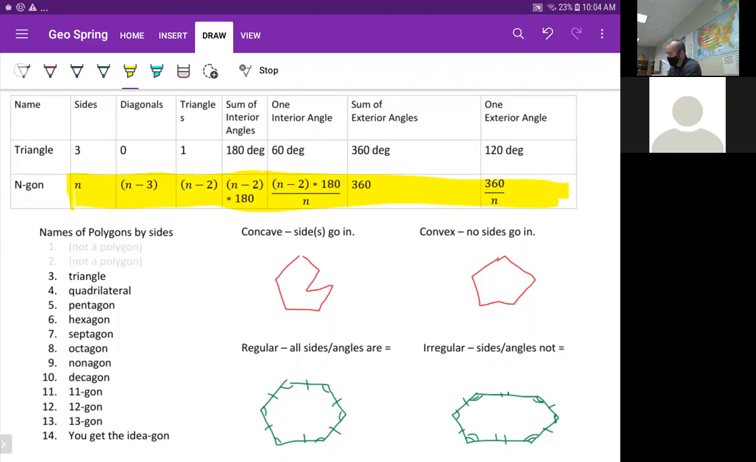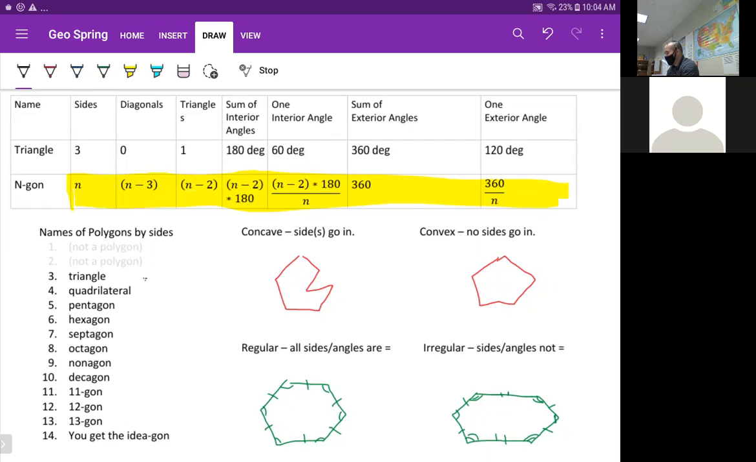You have this list of the polygons. Poly means multiple, so polygons have multiple sides. If you have one side, that's just a line. If you have two sides, that's an angle. Once you get to three, you can start making shapes. These are the names of the different polygons. Once you get past 10, there are names for those shapes, but you can just do 11-gon, 12-gon, and so on.